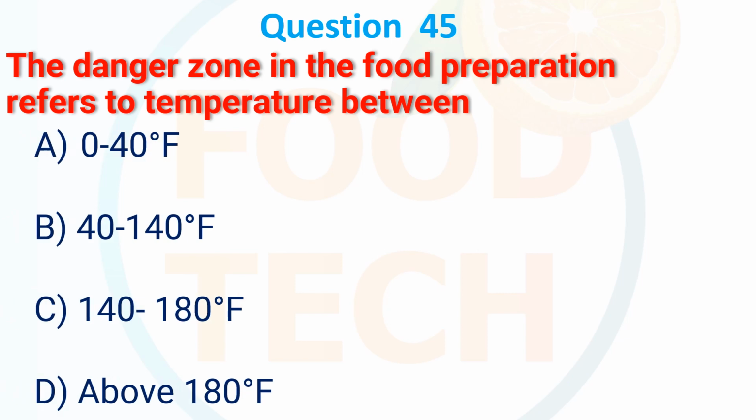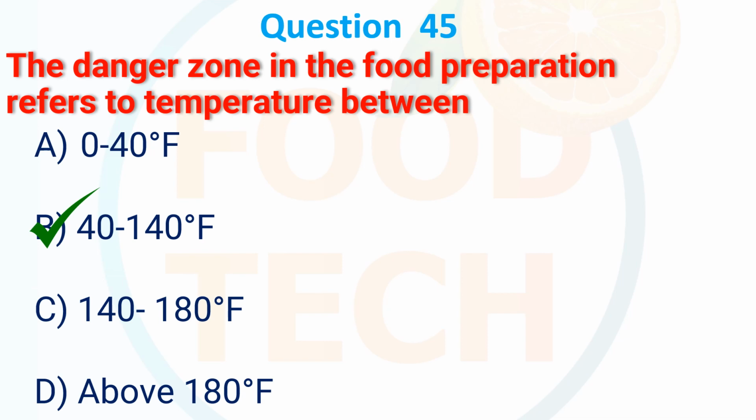The danger zone of food preparation refers to temperatures between A. 0 to 14 Fahrenheit. B. 41 to 140 Fahrenheit. C. 140 to 118 Fahrenheit. D. 180 Fahrenheit. The answer is B.